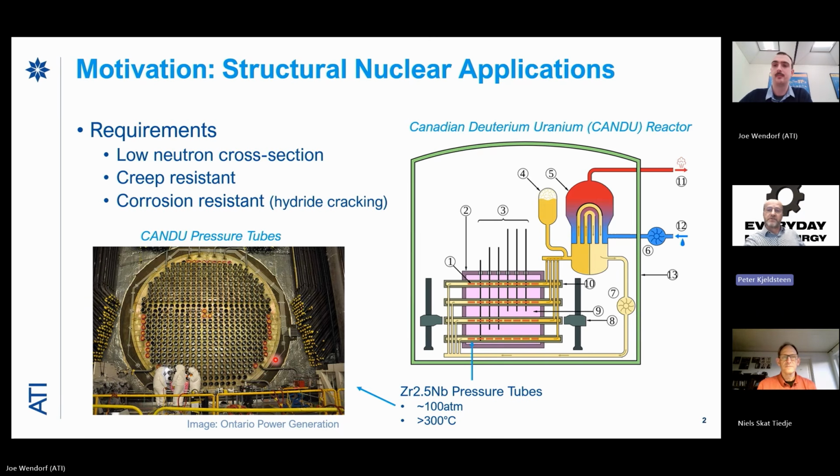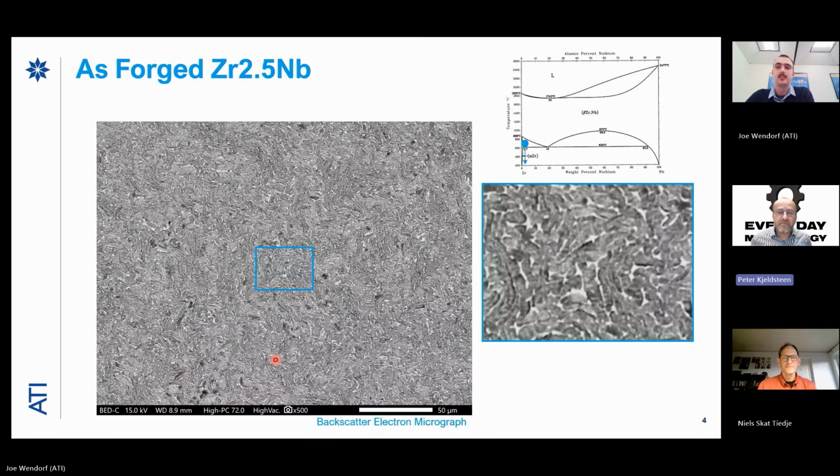Joe, could we look into the microstructure of the material? I would love to see that beta. Because this alloy only has 2.5% niobium, I don't have a beta plus beta microstructure to show you. You'd need more than 20% niobium to see that. But I do have an example.